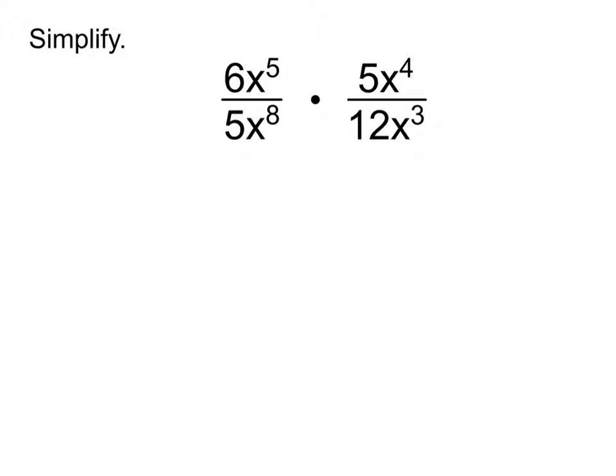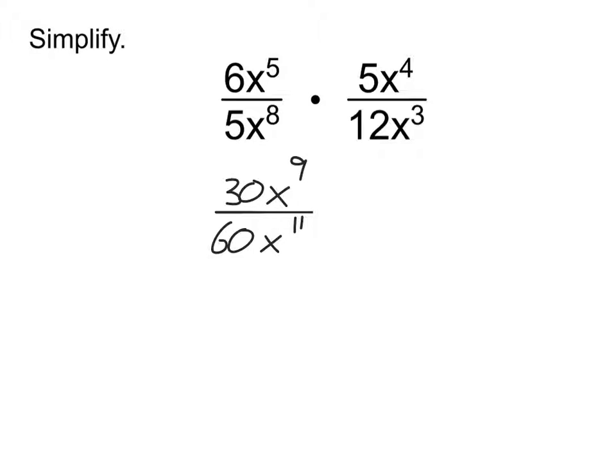All right, next problem, same basic idea. Go ahead and write down this problem and work it through, please. All right, so for this one, we're still multiplying, so multiply straight across the top, straight across the bottom again, just like we did in the last one. And so on the top, 6 times 5 gives me 30. X to the 5th times x to the 4th gives me x to the 9th. Now on the bottom, 5 times 12 gives me 60. X to the 8th times x cubed gives me x to the 11th.